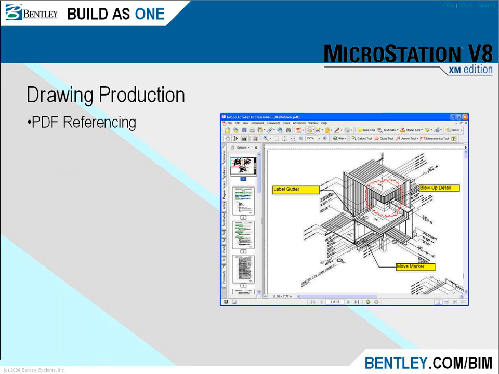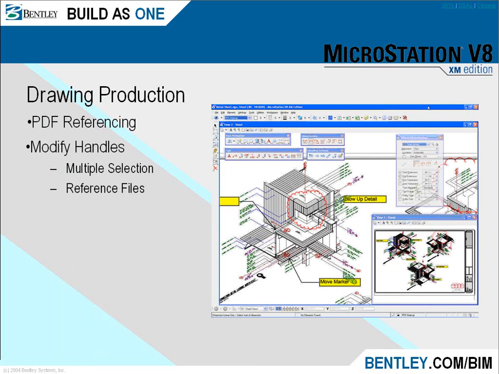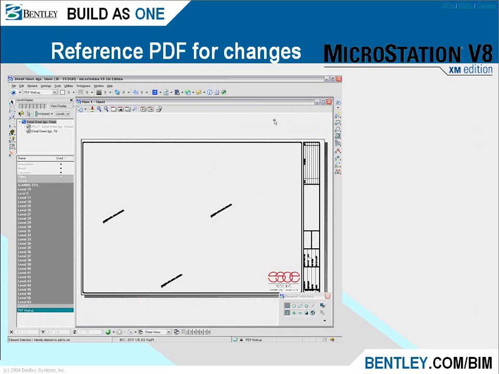For drawing production, we've introduced the ability to do PDF referencing. We can modify the handles in the PDF document. We can have multiple selections and attach that as a raster reference file. We've also introduced the concept of saved fences, almost like a saved view. Let's take a look at PDF referencing.